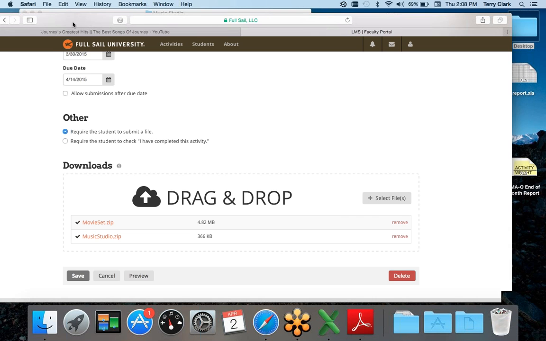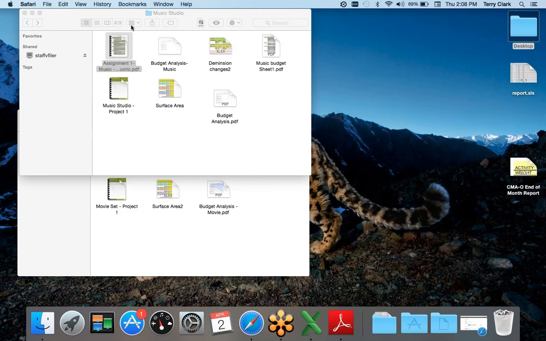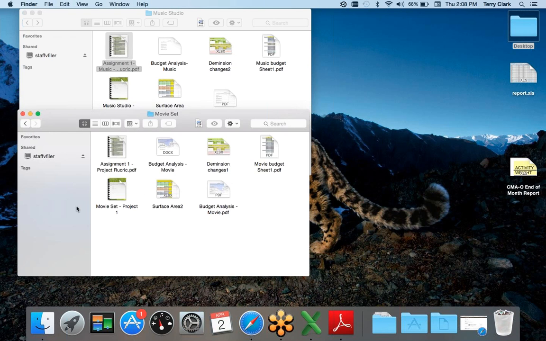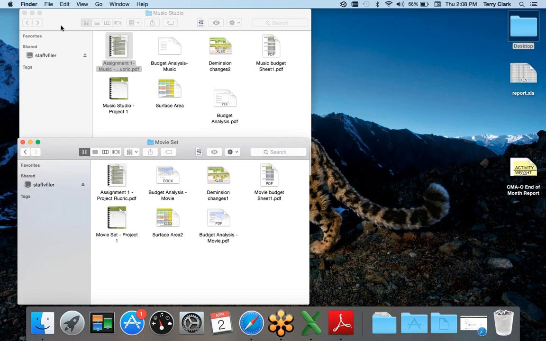Okay, and when you unlock those zips, when you scroll to them, the cursor, the pointer is going to turn to a hand. You're going to click the button, and then it's going to give you access to those zips. Now, once you unzip them, then you're going to see files like the ones that I'm showing you right now. Okay, so I've got two available. I got the music studio and I got the movie set up.